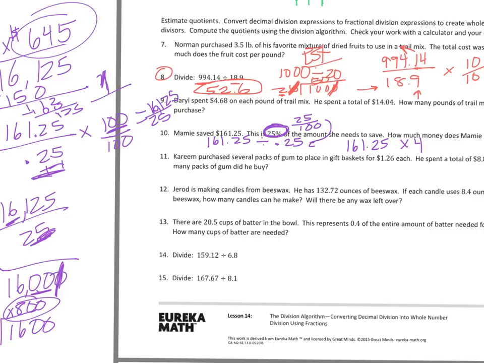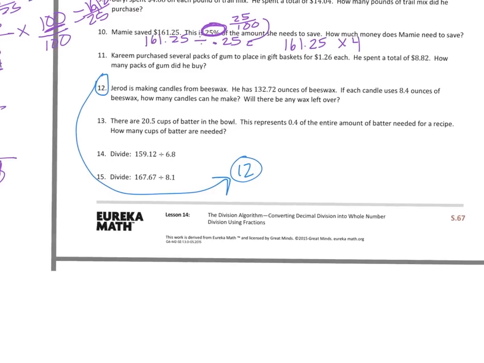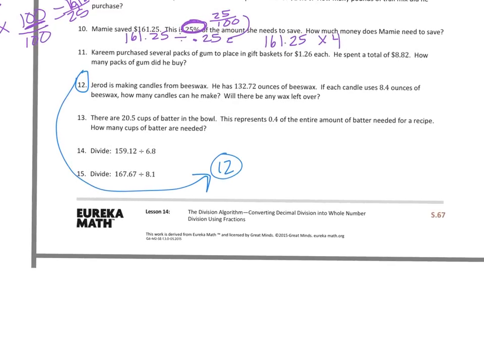Let's take a look at one more, and we'll do setup for it because I don't want this video to run too long. Let's look at 12. So we'll bring 12 down here. Jared is making candles from beeswax. He has 132 and 72 hundredths ounces of beeswax. If each candle uses 8 and 4/10 ounces of beeswax, how many candles can he make? And then how much will he have left over? Or will there be any left over?